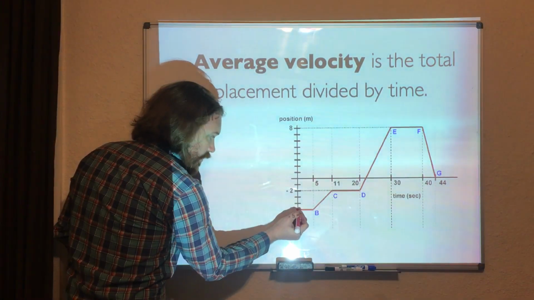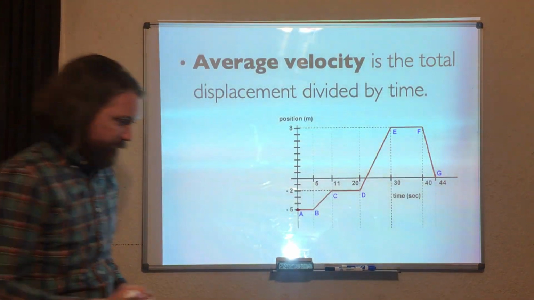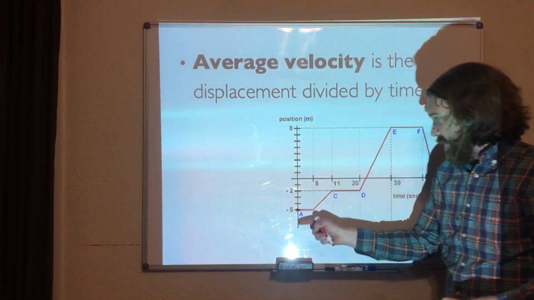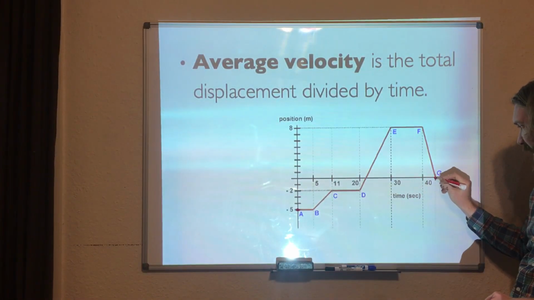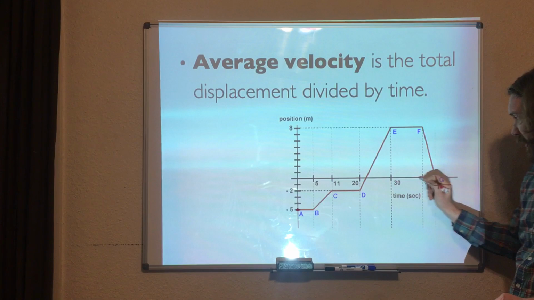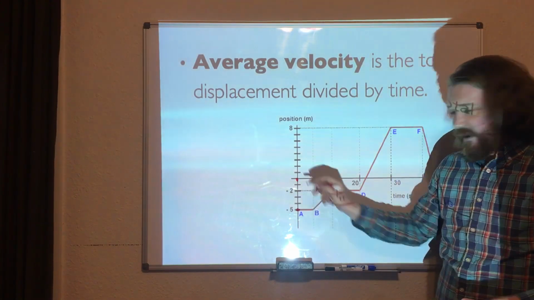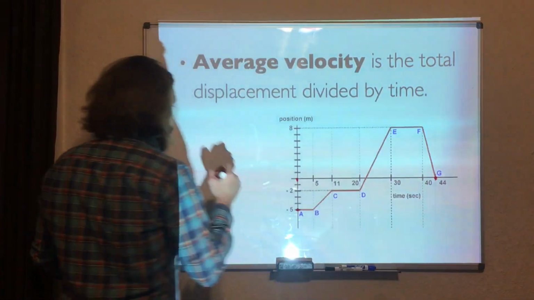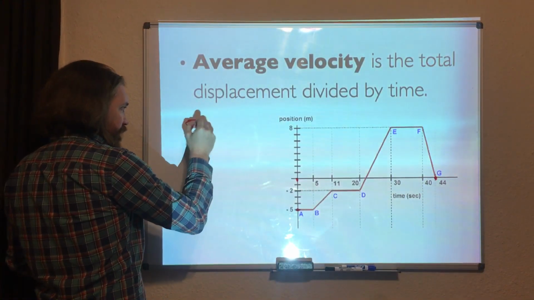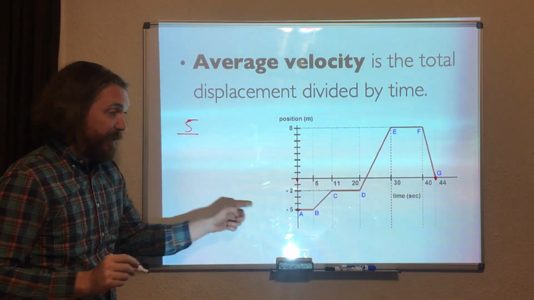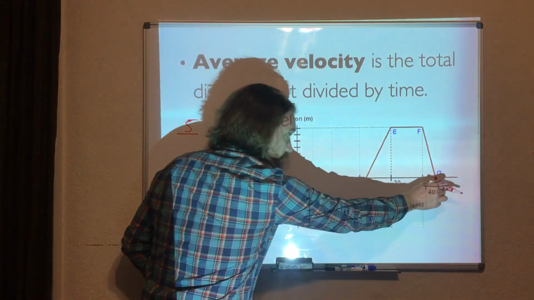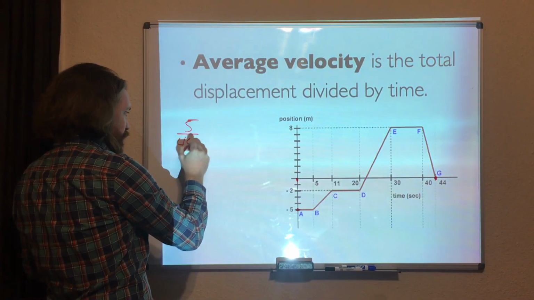So if I start at -5, and then I go all the way to the end, at the very end of this time, I look here, and my displacement's at 0. So I went from -5 to 0, which means my displacement is equal to 5. And we're going to divide that by the total time, which is still 44 seconds.